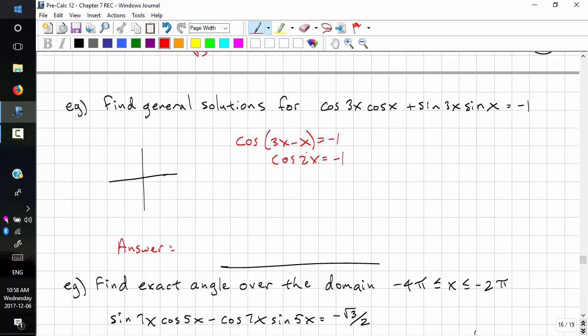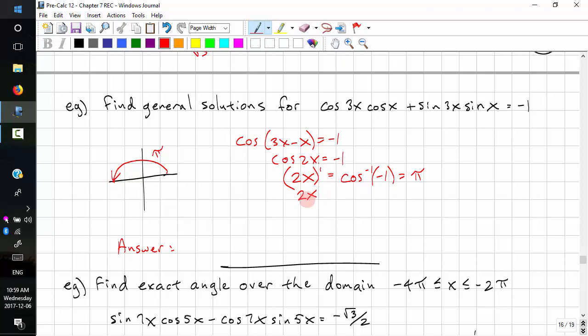2x is our reference angle. 2x reference angle equals inverse cos of negative 1, and that equals pi. Okay, so negative 1 is a minimum. That's our x value. X is negative 1 over here, so we're looking at pi. There's only one solution for a minimum value. So this is not prime at all.